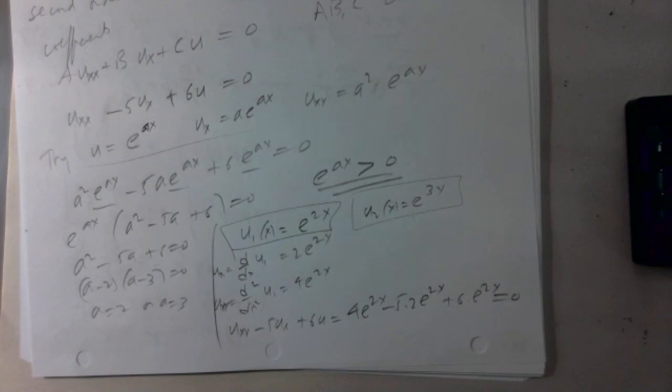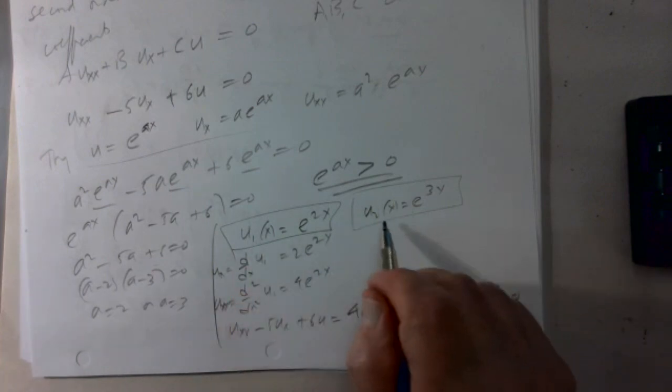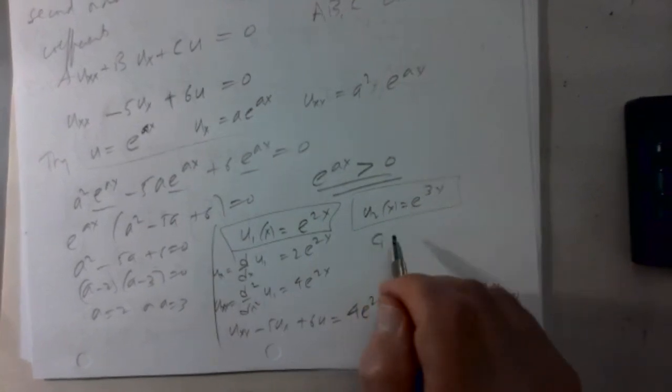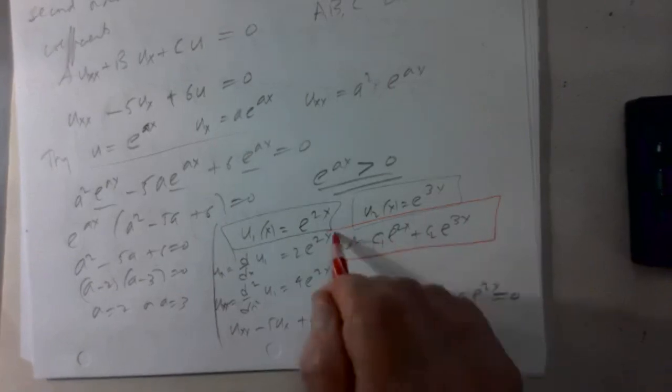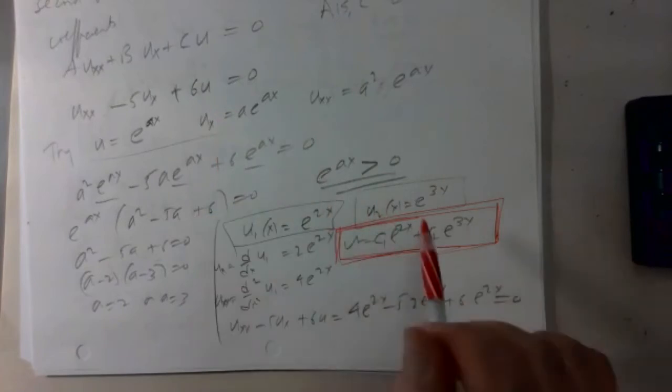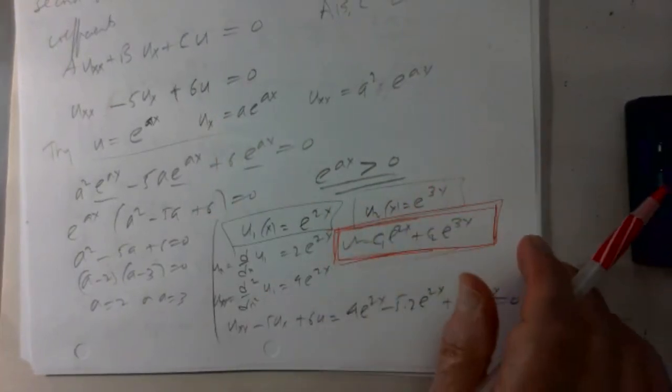And in fact, for a linear equation, if you take any linear combination of these two functions, c1 e to the 2x plus c2 e to the 3x, this will be a solution for any constants c1 and c2. And in fact, you can check that every solution of this differential equation is of this form.